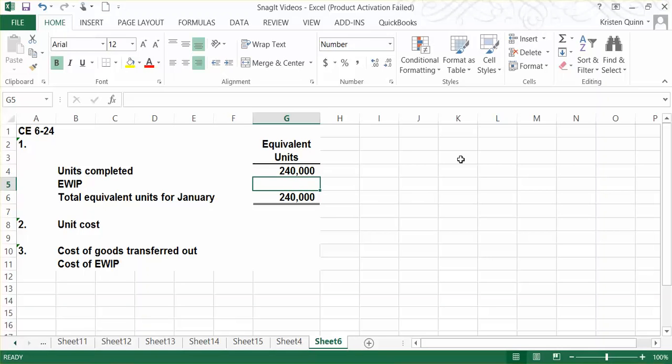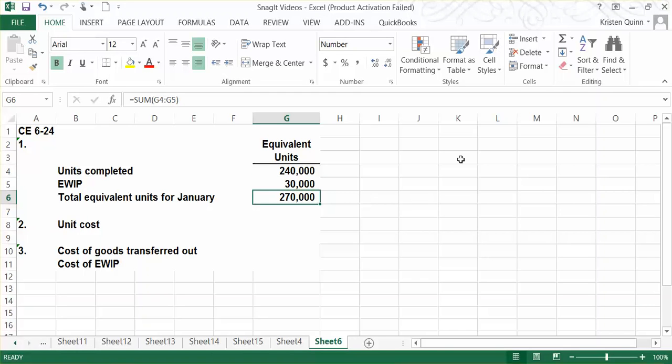For our ending work in process, they told us that we had 75,000 pints that have been completed 40%. So to get our equivalent units, we take those 75,000 units and multiply it by how completed they are at the end of the period. That gives us 30,000 equivalent units for ending work in process.